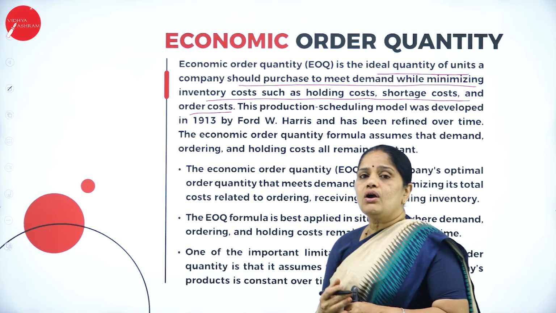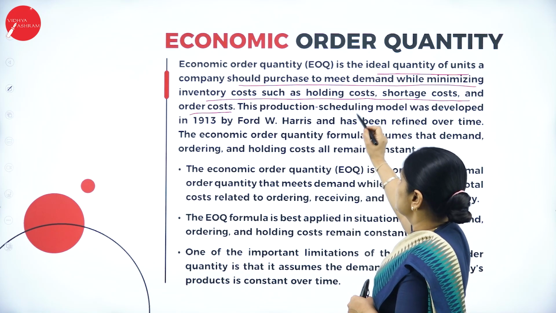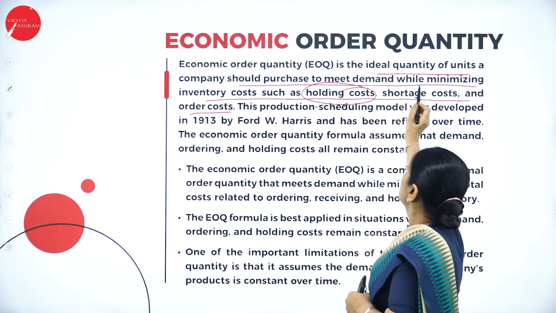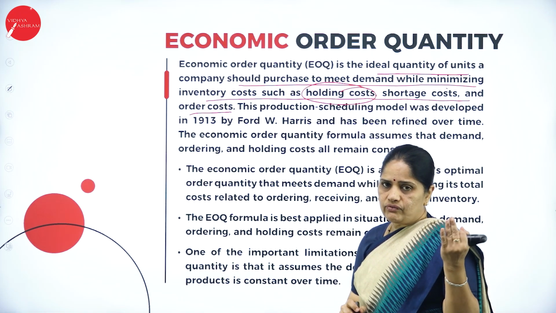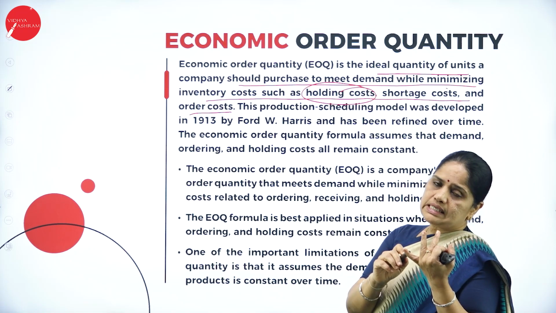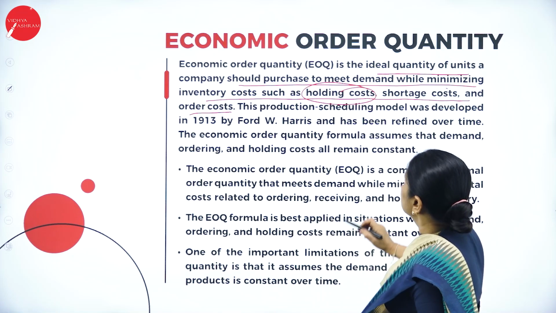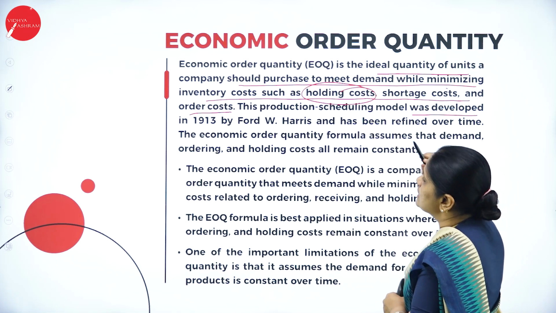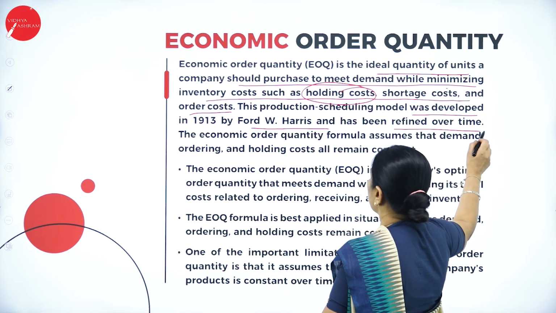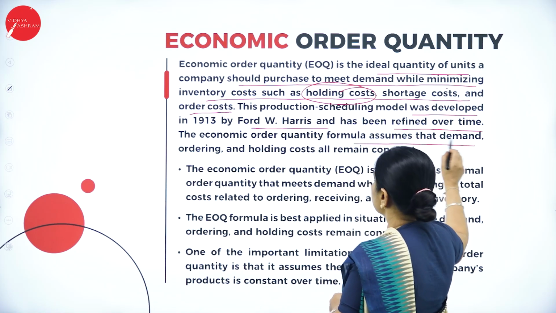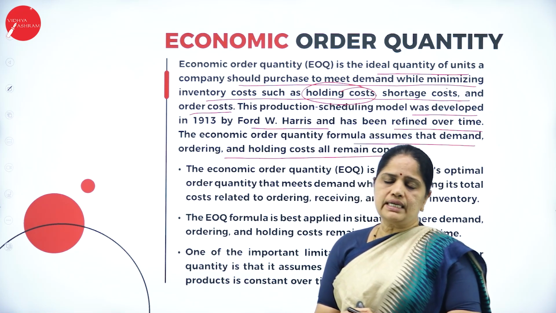When it is giving the order, it should see that there is a minimization of the cost such as the holding cost, shortage cost, and the order cost. So, there are 3 kinds of costs involved: the holding cost, the shortage cost, and the order cost. All these costs should be kept to the minimum. This production scheduling model was developed in 1913 by Ford W. Harris and has been refined over time. So, it assumes that demand, ordering, and holding costs always remain constant.